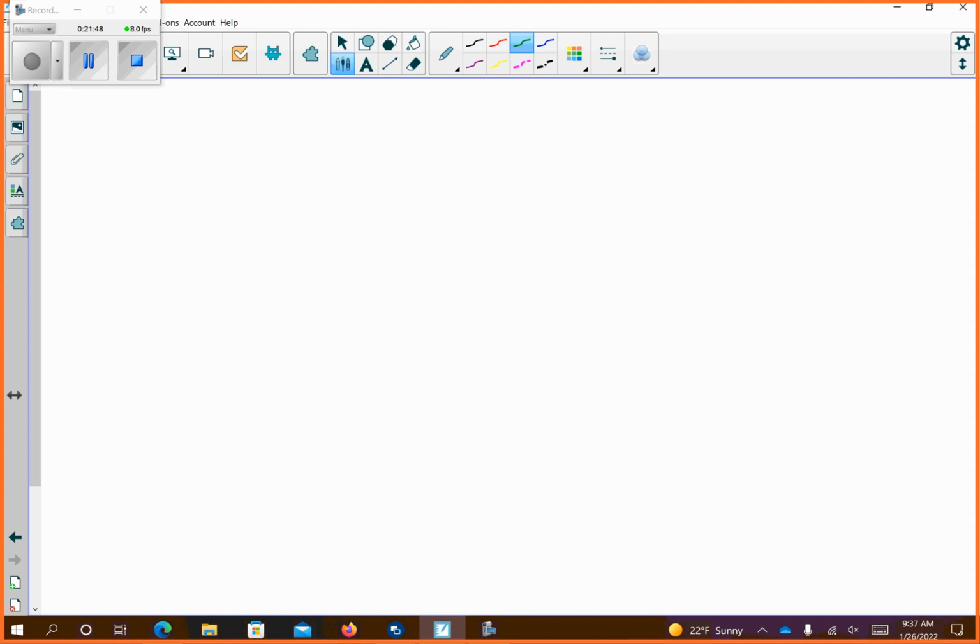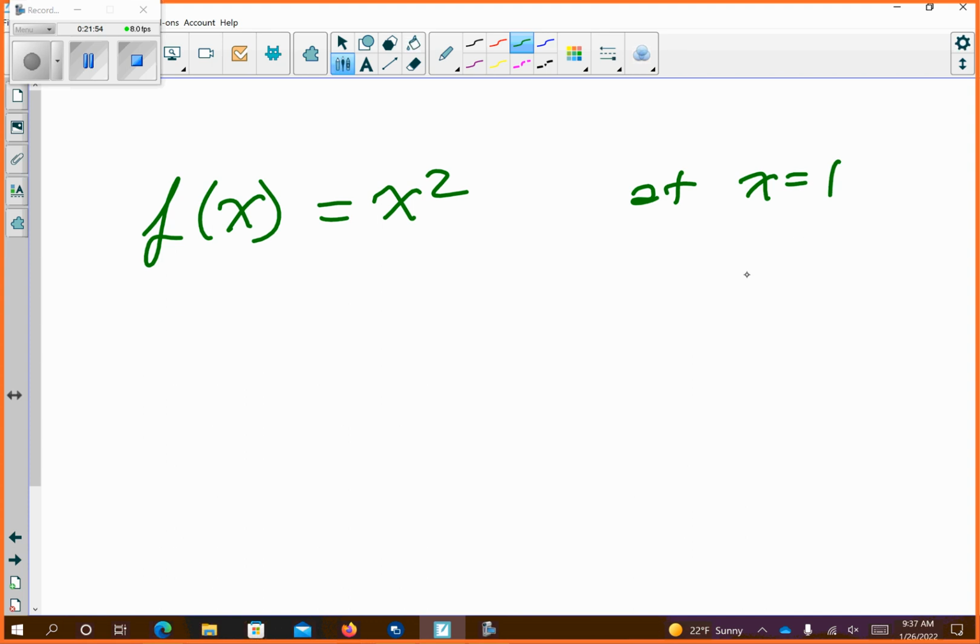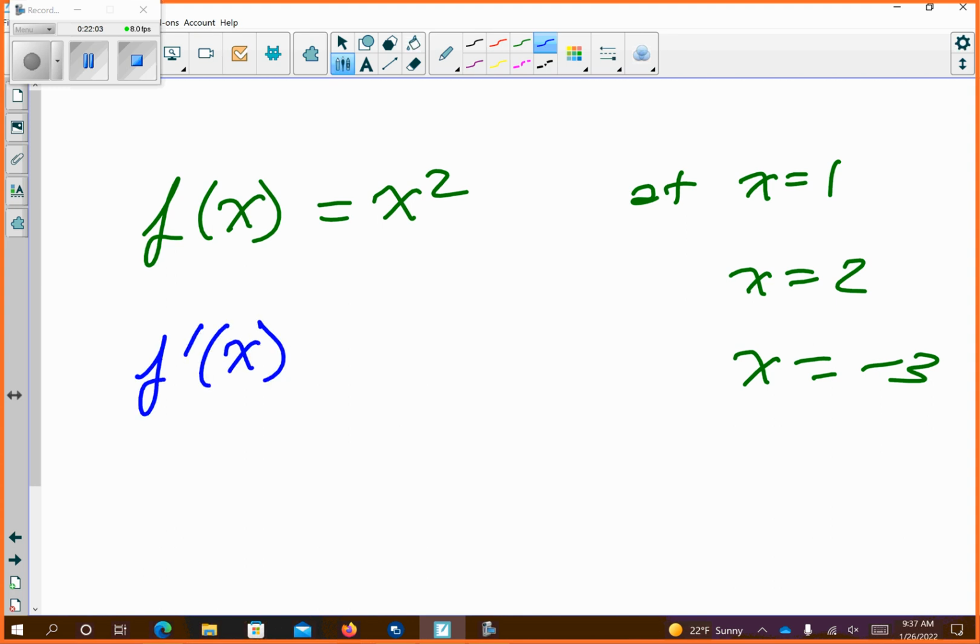But if we have this one, and they want to know at x equals 1, x equals 2, x equals -3. Okay, remember I'm going to use the little prime thing. If I do f prime at x, that means I'm taking the derivative, okay? What's the derivative of x squared? What's the derivative of this? 2x.